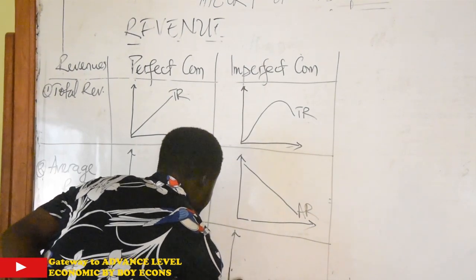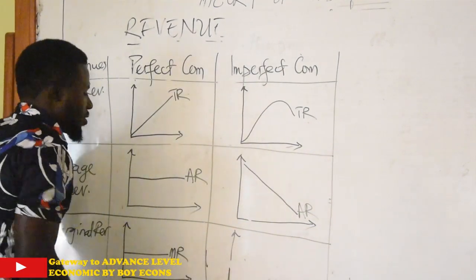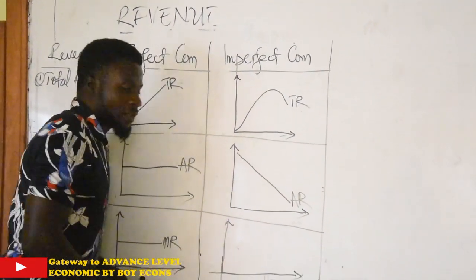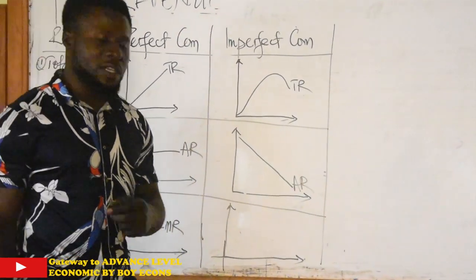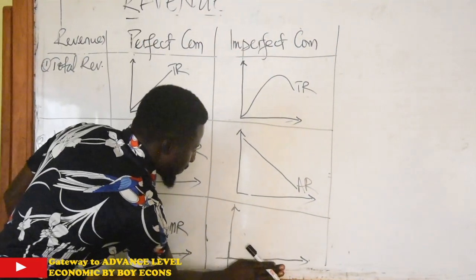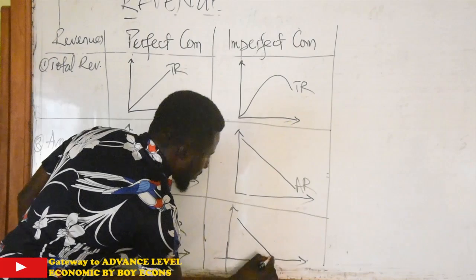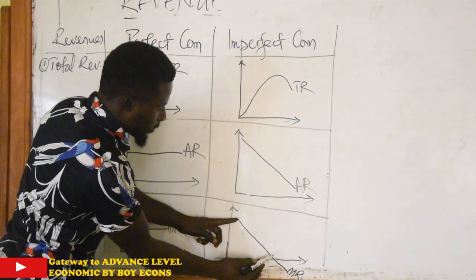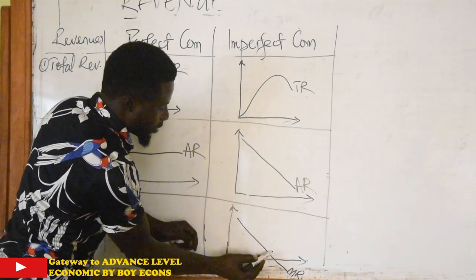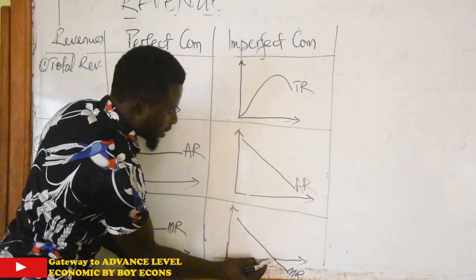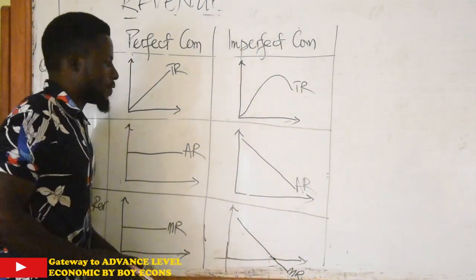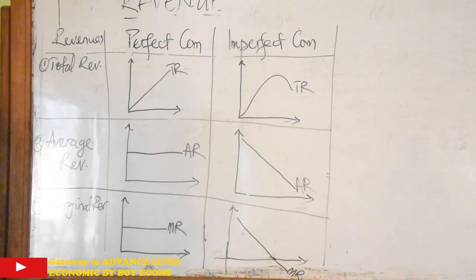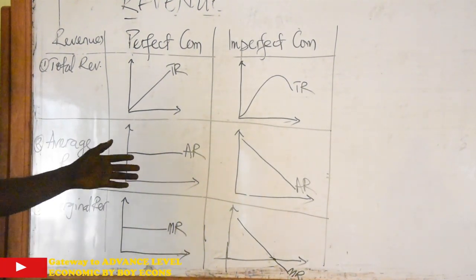And then finally, for marginal revenue under imperfect competition, marginal revenue exists in three forms. Marginal revenue can be positive, it can be negative, it can be zero. So we have marginal revenue under imperfect competition like that. It is positive and downward sloping from here to there. It is zero when it touches the output axis and it turns negative. So that is a summary of how the revenue concept looks like depending on the market structure under which we are operating.